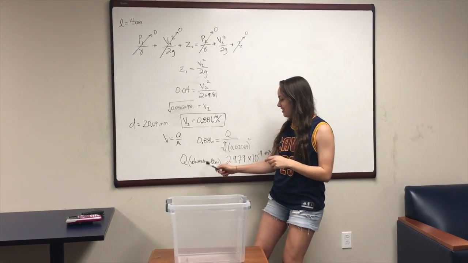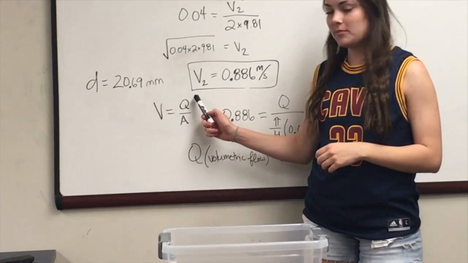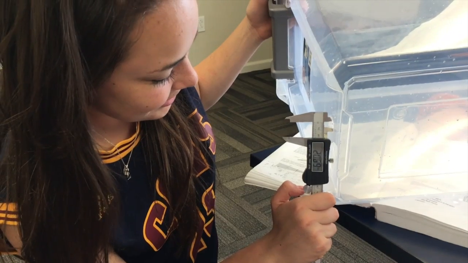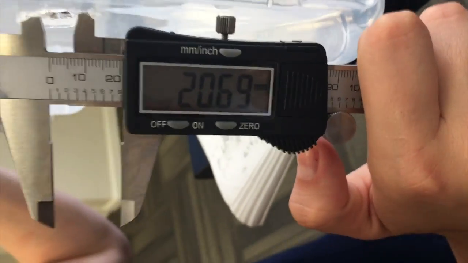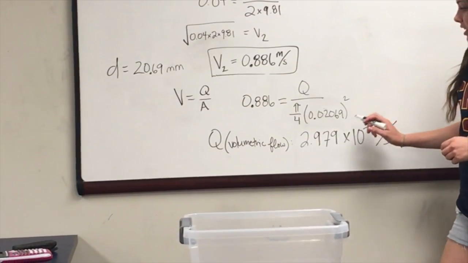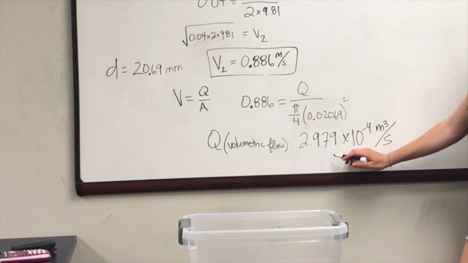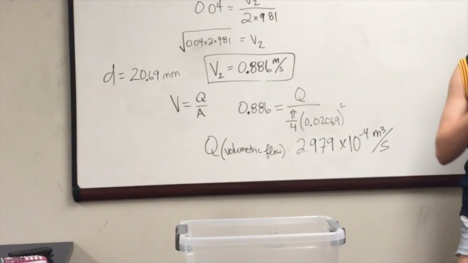Okay, now we're going to solve for our volumetric flow. Since our velocity equals volumetric flow over area, we found our diameter using a precision measuring device and found that it was 20.69 millimeters. We then converted that to meters and put it in our equation. Our volumetric flow is then equal to 2.979 times 10 to the negative 4th meters cubed per second.